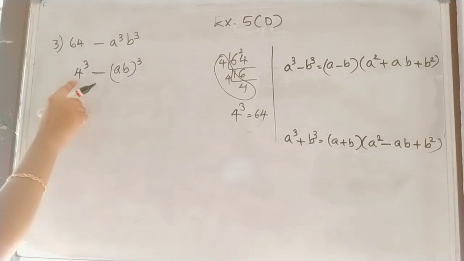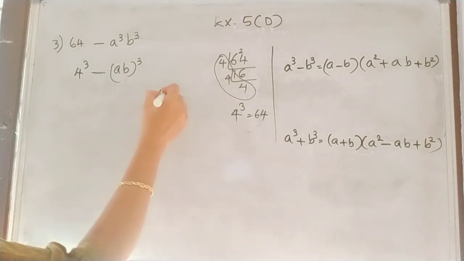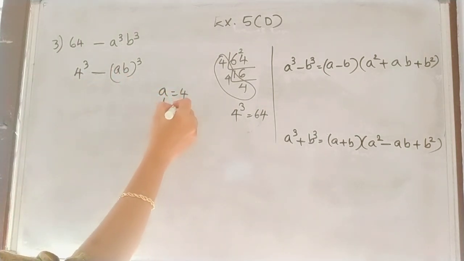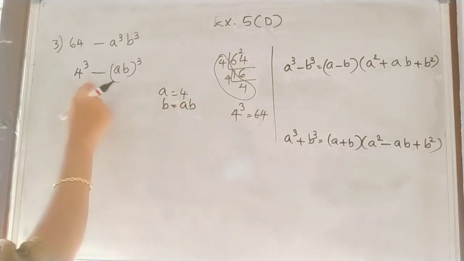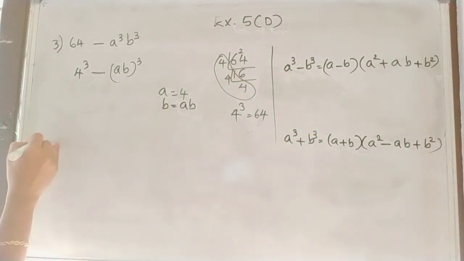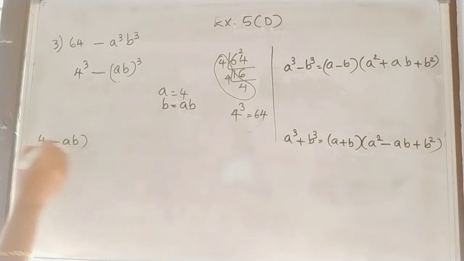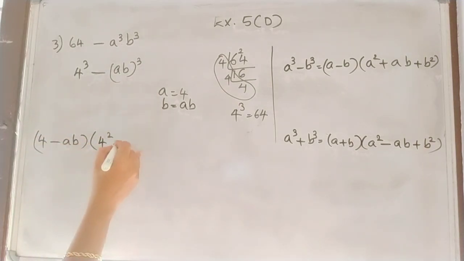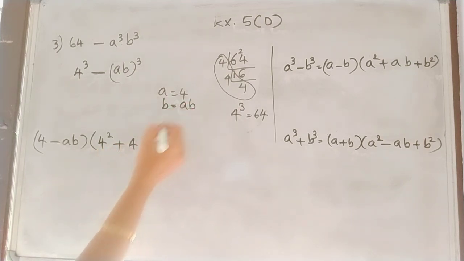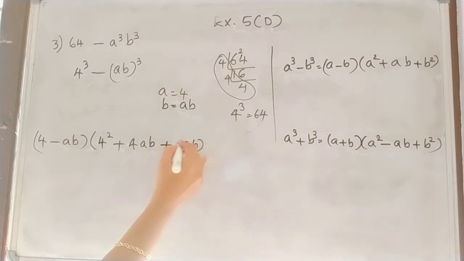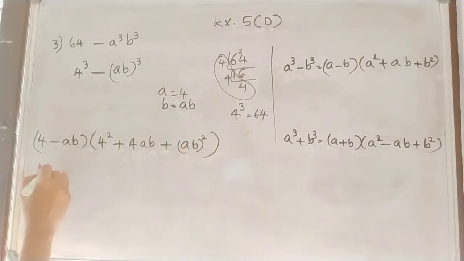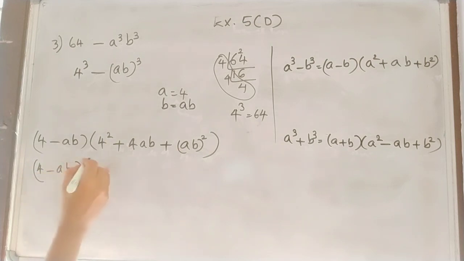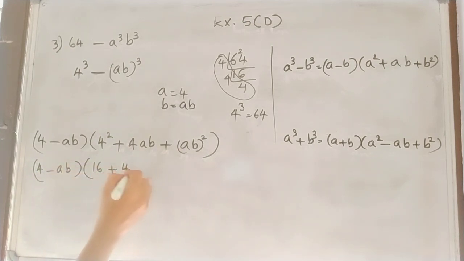So this is in the form of a cube minus b cube, where a is equal to 4 and b is equal to ab. So a cube minus b cube is (a minus b), that means 4 minus ab, into (a square, that means 4 square, plus ab, that means 4 into ab, 4ab, plus b square, that means (ab) the whole square). So (4 minus ab)(16 plus 4ab plus a square b square).